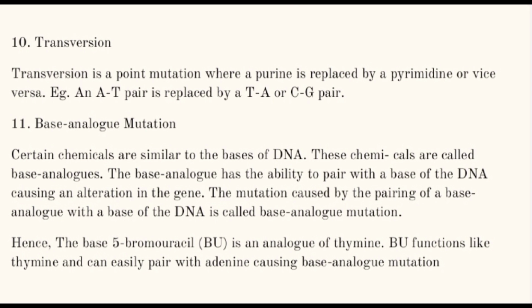Next, base analog mutation. Certain chemicals are similar to the bases of DNA. These chemicals are called base analogs. The base analog has the ability to pair with the base of the DNA, causing an alteration in the gene. The mutation caused by the pairing of a base analog with the base of the DNA is called base analog mutation. Hence, the base 5-bromouracil, BU, is an analog of thymine. BU functions like thymine and can easily pair with adenine, causing base analog mutation.